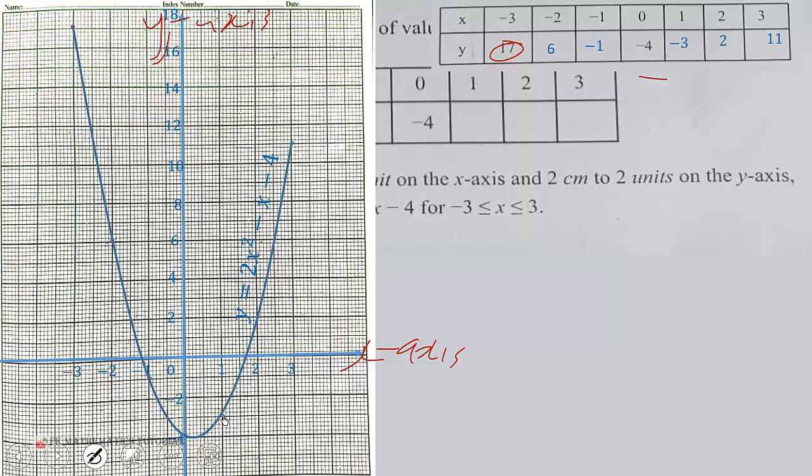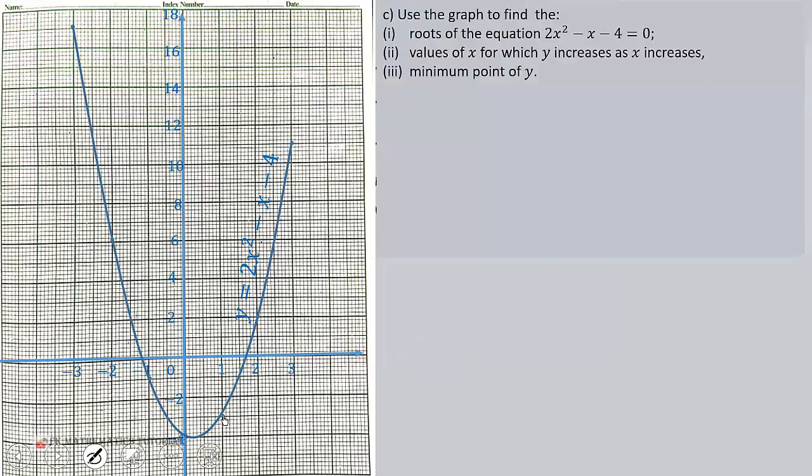Now, after I finish drawing the graph, you're supposed to use it to answer some questions. So here's the question. This is x and this is y. The question says use the graph to find the roots of the equation x squared minus x minus 4 equals 0. That is where the graph touches the x-axis. If you read that, you get x equals -1.2 or 1.7 from the graph, because 2 centimeters is 1 unit, so each box is 0.1.